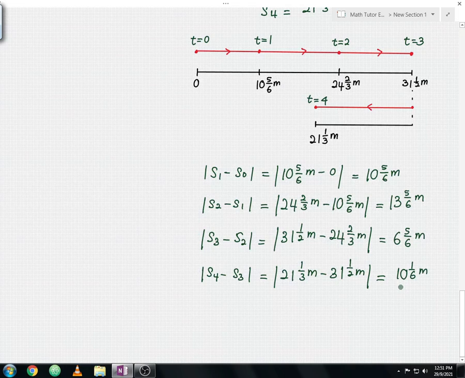Okay, so to calculate the total distance traveled in the first 4 seconds, what you need to do is basically you just have to add all these 4 together. So from here your total distance should be equals to 41 2 over 3 meter. So this is your total distance traveled in the first 4 seconds. Okay, so let me underline the second solution for the question part B.